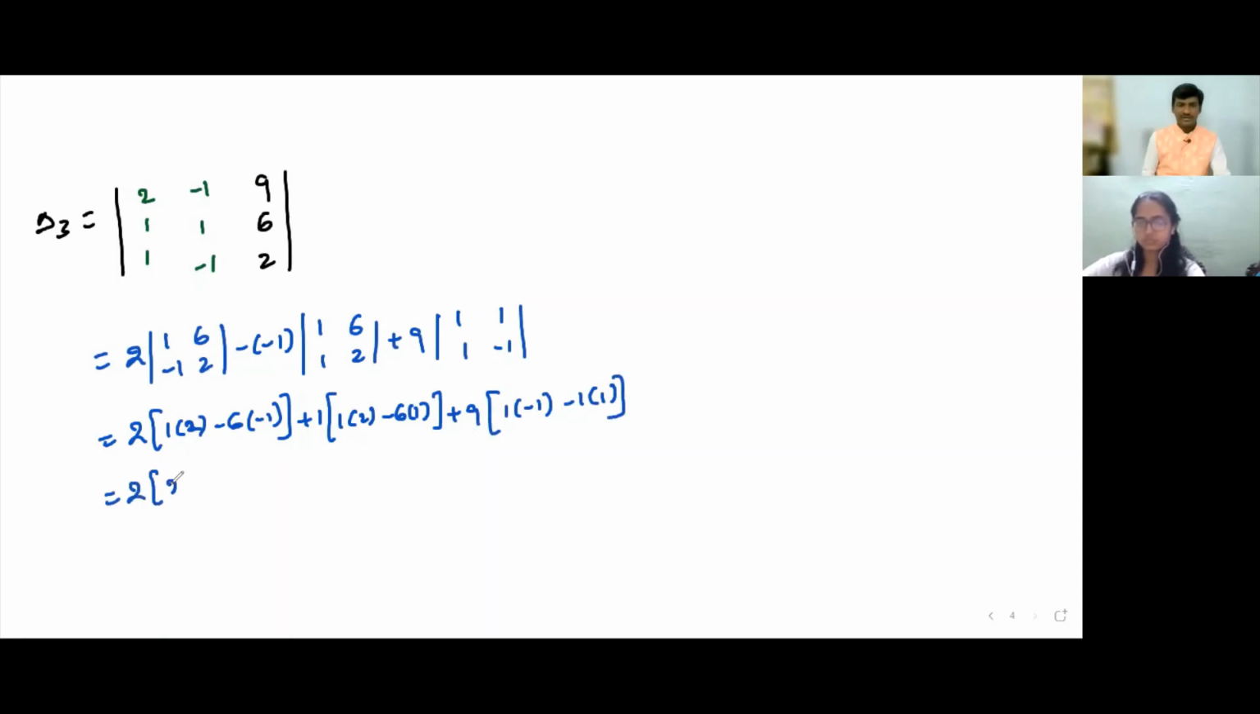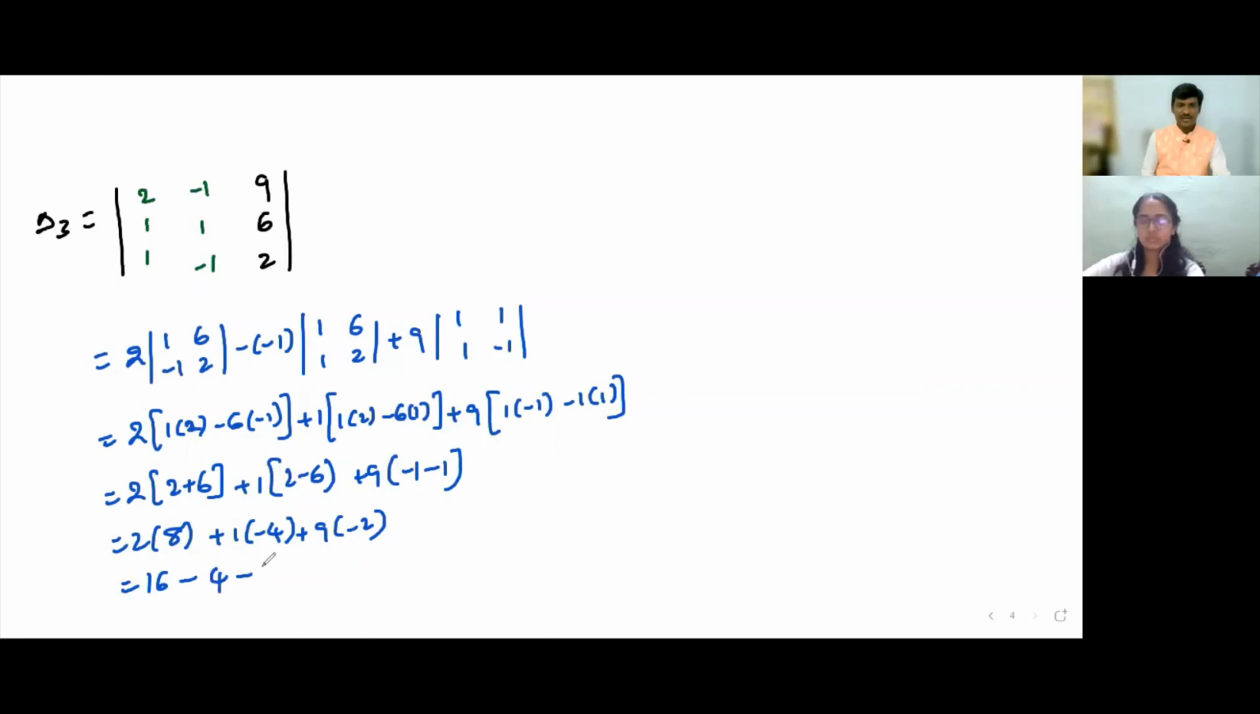So 2 into (2 plus 6), plus 1 into (2 minus 6), plus 9 into (minus 1 minus 1). That is 2 into 8 plus 1 into minus 4 plus 9 into minus 2. 2 eights are 16, minus 4, minus 9 twos are 18. So here it is minus 22 plus 16. 16 minus 22 is minus 6.